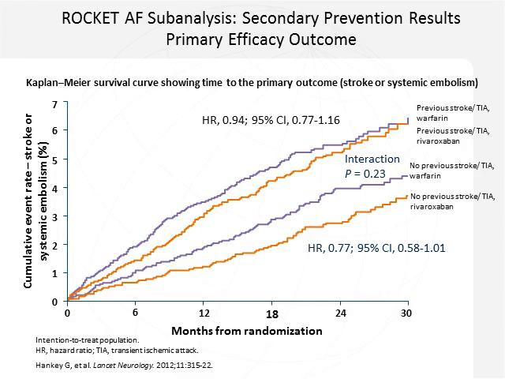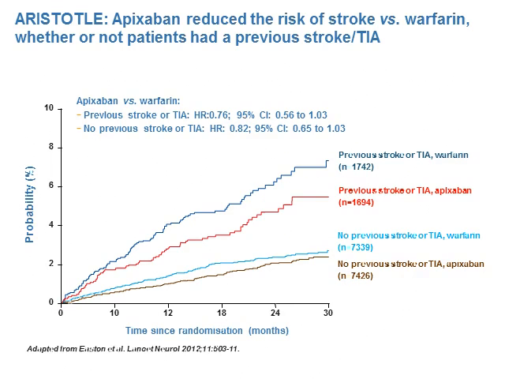Unfortunately, this is not the case for Rivaroxaban, which failed to demonstrate a significant difference in secondary stroke prevention. But Apixaban, like Dabigatran, also demonstrated a significant decrease compared with warfarin of the endpoint of stroke or transient ischemic attack.